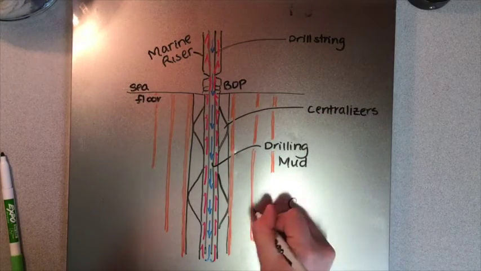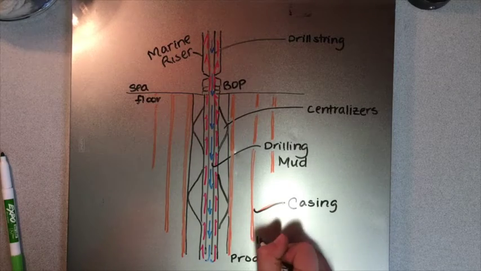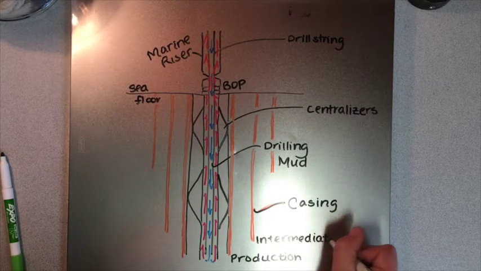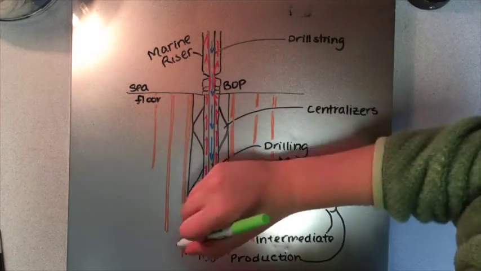The orange lines I've drawn here are the casing. The casing provides the structural support for the drill bit. There are usually three layers: the production layer, intermediate, and surface layer.